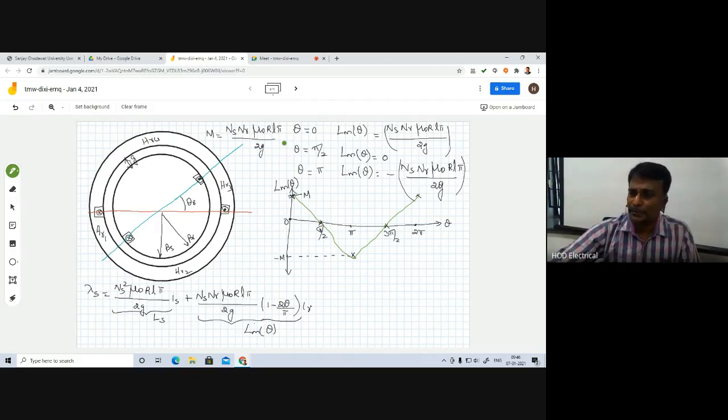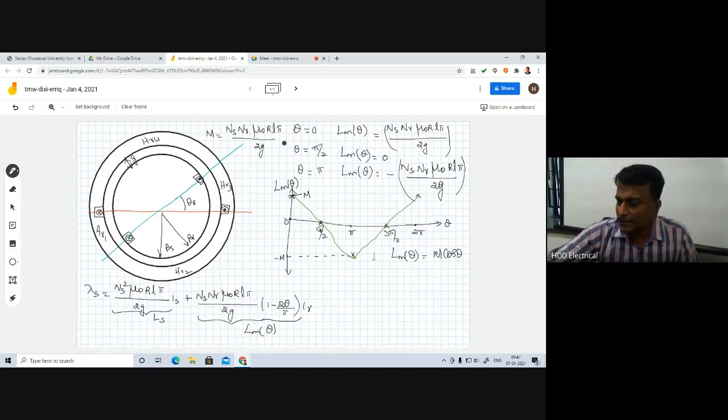Then from this equation, we can come to know this variable Lm of theta can be m into cos theta. Why cos theta? Whenever theta is equal to 0, max Lm is equal to m. Whenever theta is equal to pi by 2, Lm is equal to 0. Then Lm of theta at pi is equal to minus m. Like that, it will vary. Therefore, we can end up with this equation: Lm of theta equal to m into cos theta.